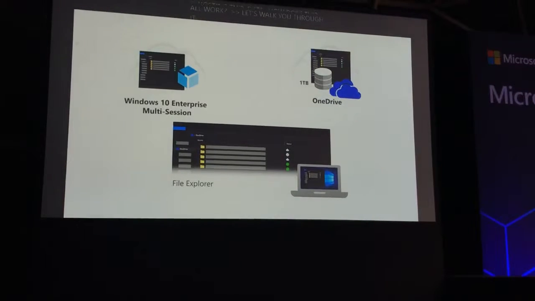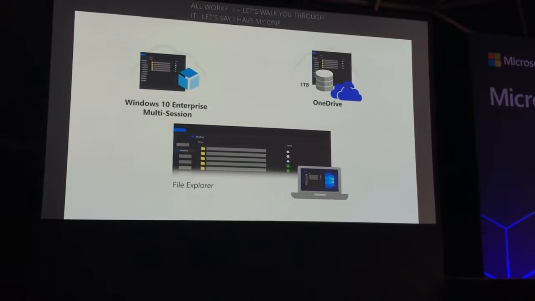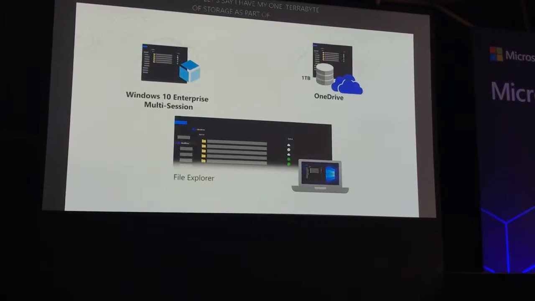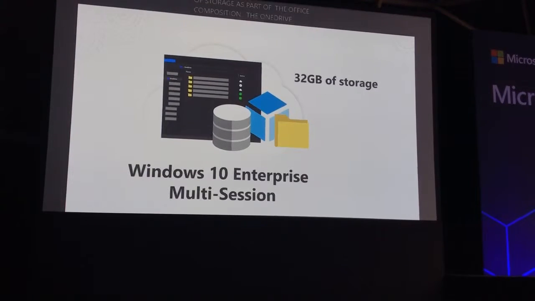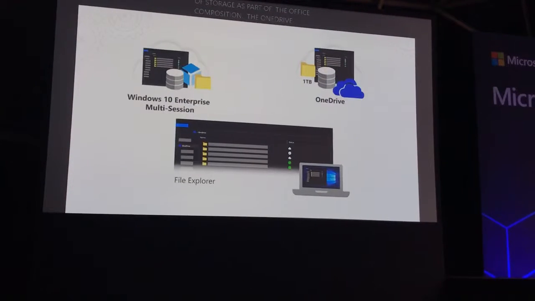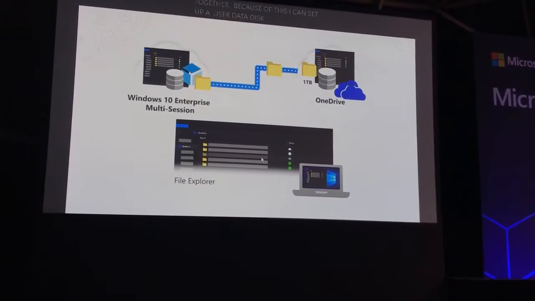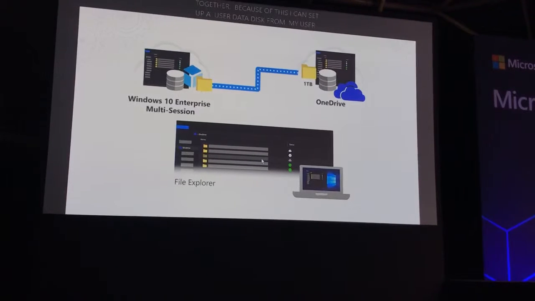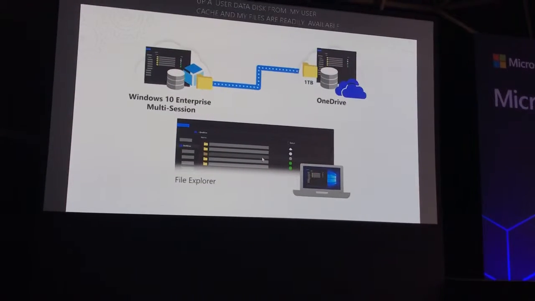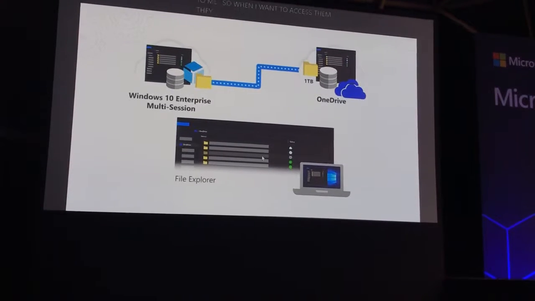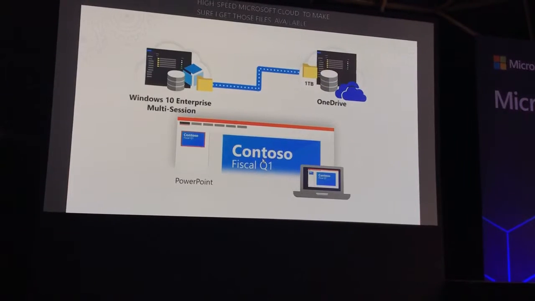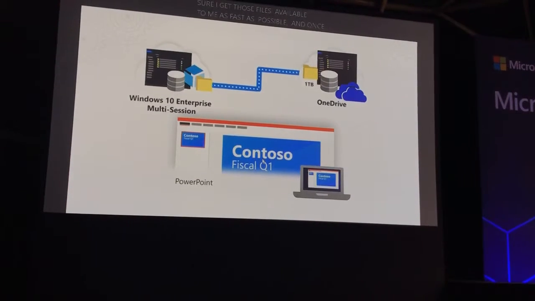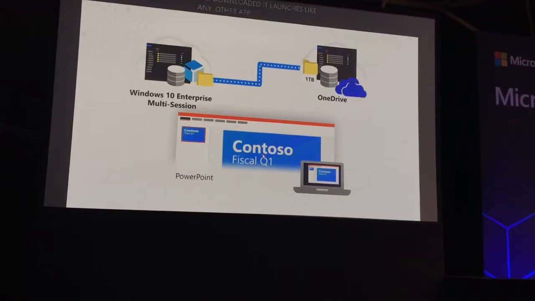Now the OneDrive sync client and Windows 10 multi-session both work together to support OneDrive files on demand. Because of this, I can set up a much smaller data disk for my user cache. My most recently used files and always available files, the ones that I've clicked to make stored there, are readily available to me. When I want to access them, they immediately hydrate across the high-speed Microsoft Cloud to ensure I get those files as fast as possible. Then once it's downloaded, it just launches like any other app. So it's super quick, seamless to the user, and really easy for them to manage what files can be pinned to their OneDrive, and then let the OneDrive sync agent take care of everything else.